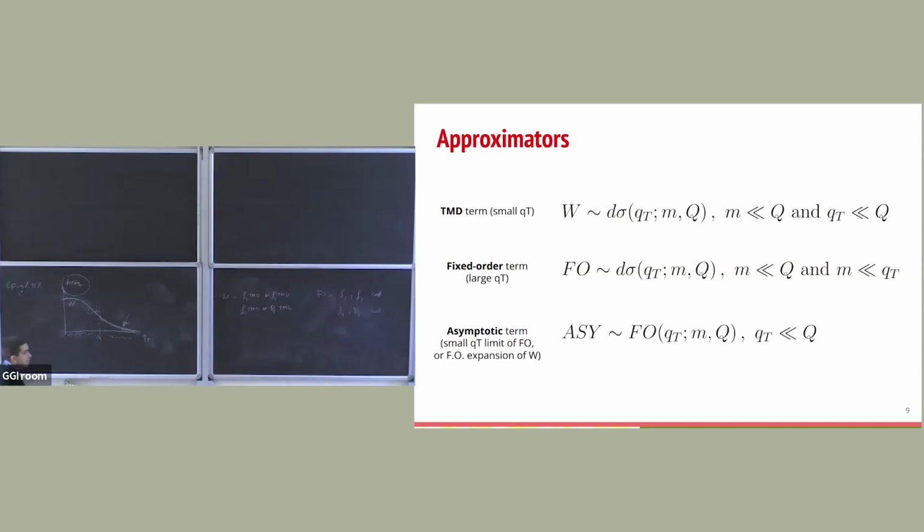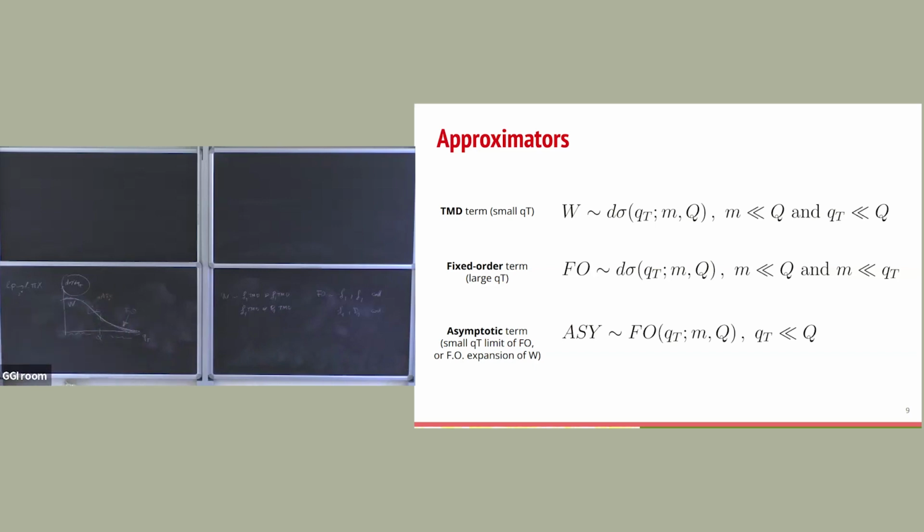Okay, and then there is another approximator that we need to use, which is the small Qt limit of the fixed order. So you take this one, and you say, I want to take the small Qt limit of this. I don't know why, but trust me, I'm going to tell you in a few minutes. So say W fixed order, and then in here we will need something which is called the asymptotic term.